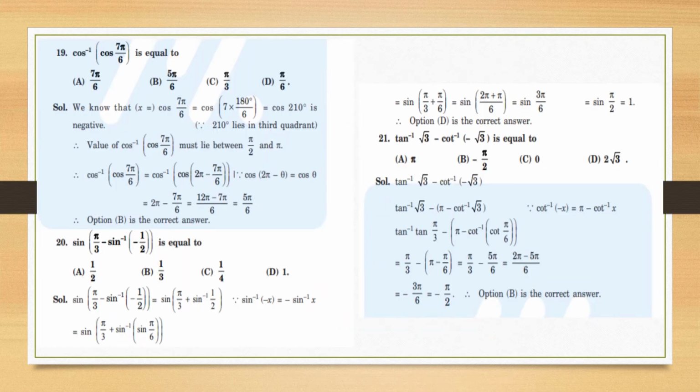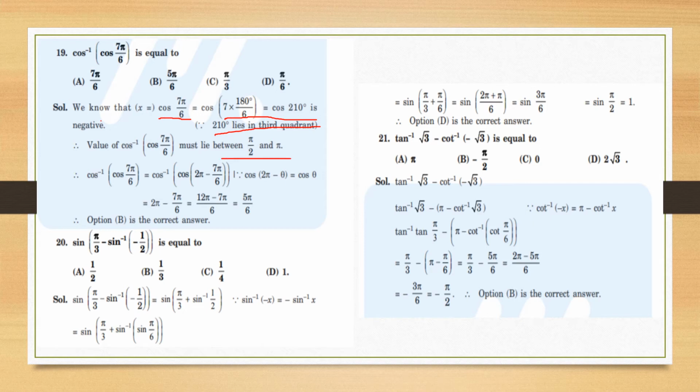Number 19 is cos inverse cos 7 pi by 6, right? Now we have done such questions earlier also: I cannot take it directly. See the angle, cos 7 pi by 6 means this is 210 degrees, which lies in the third quadrant. So it is not my principal value, right? It must lie between 0 and 180.